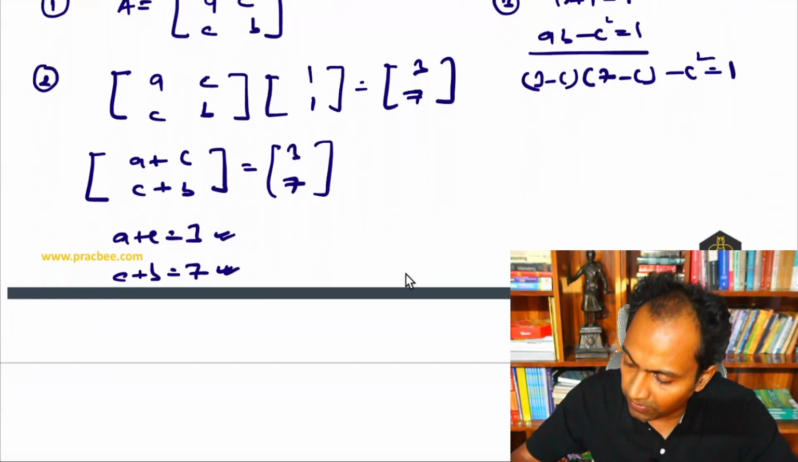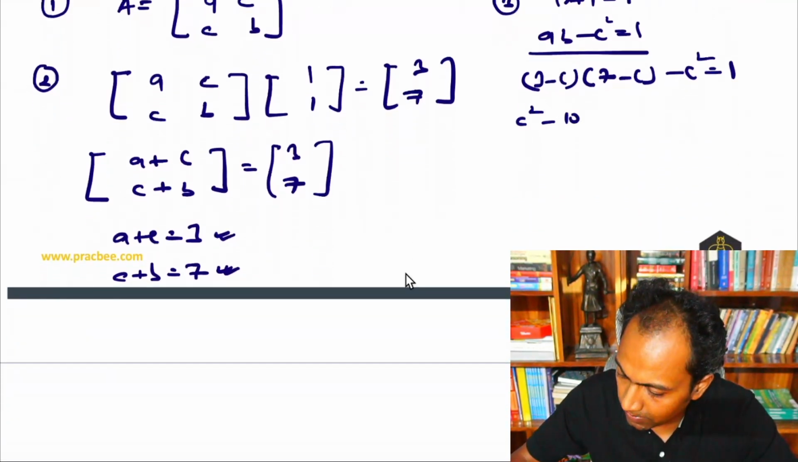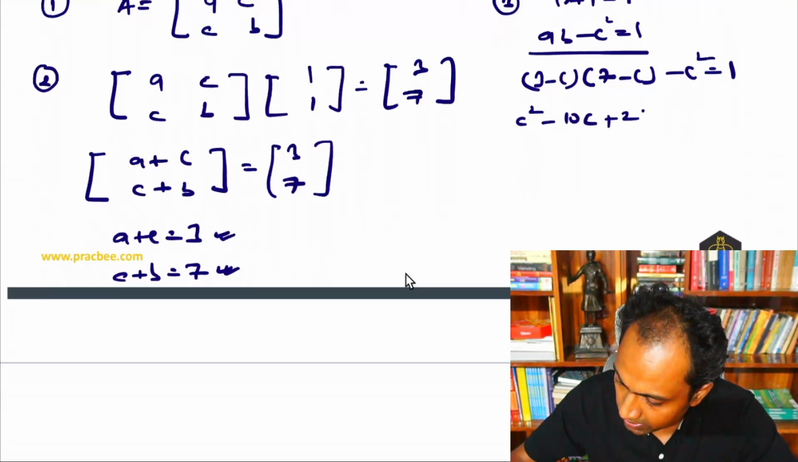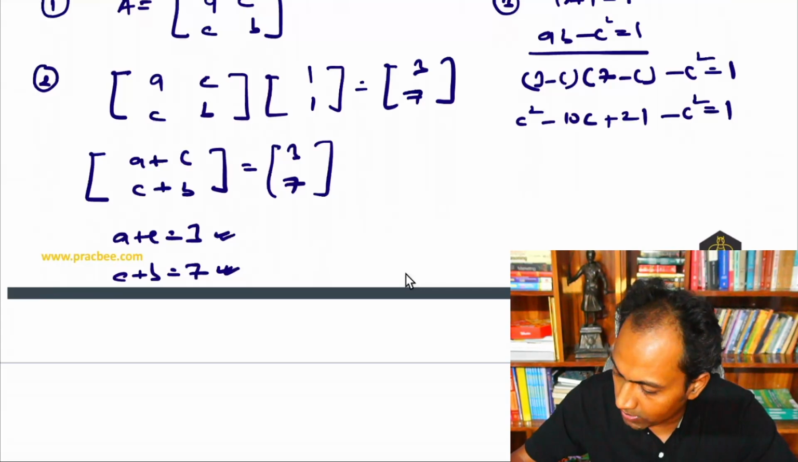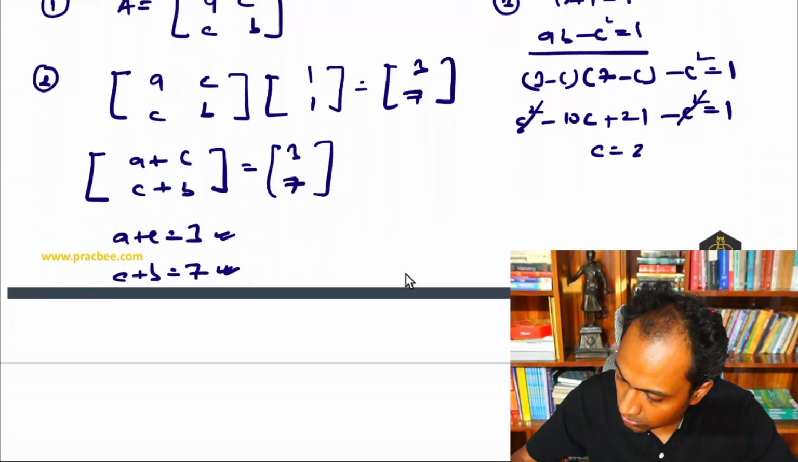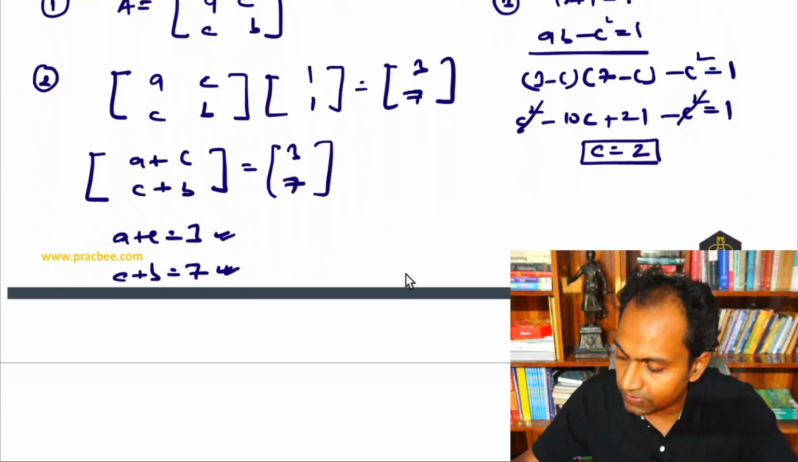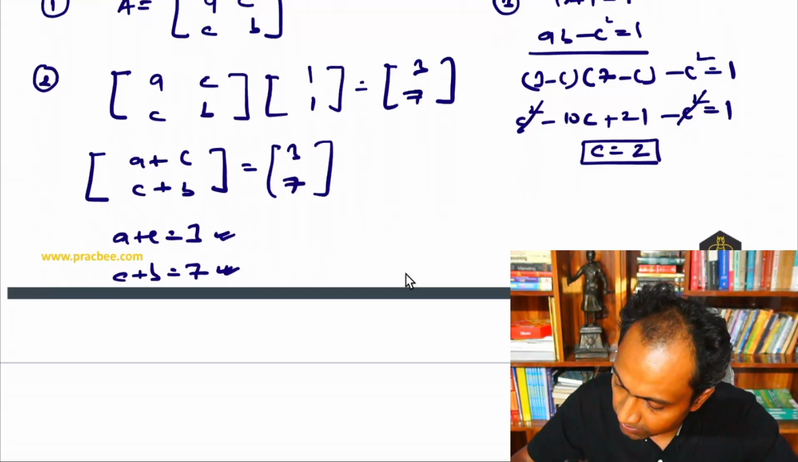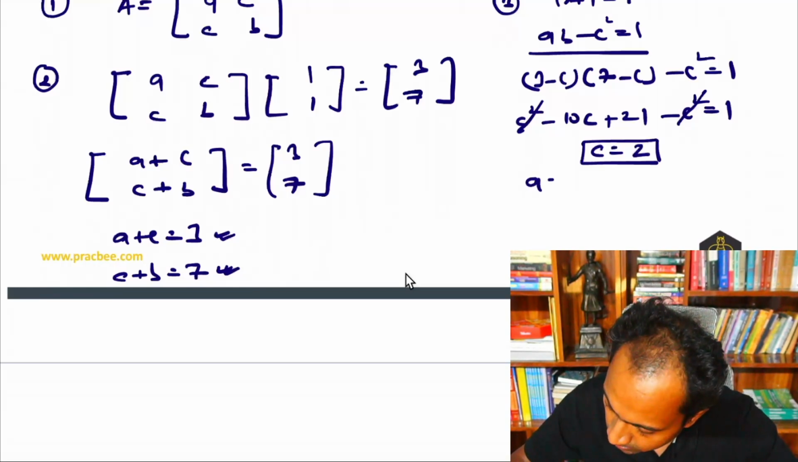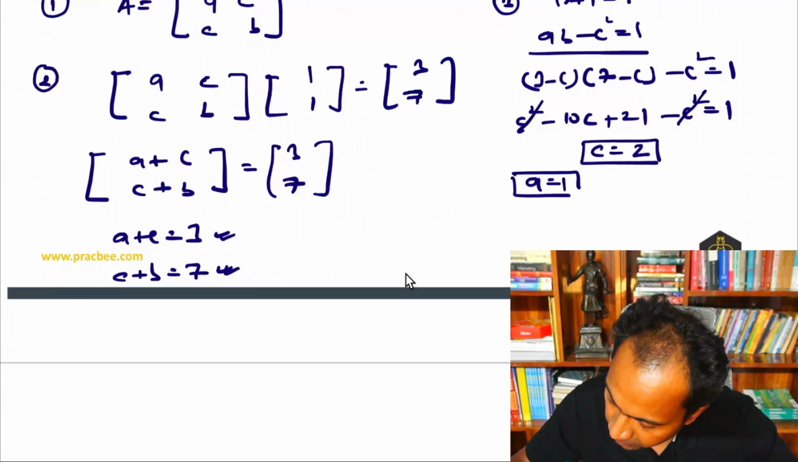If I simplify this, it becomes C square minus 10C plus 21 minus C square is equal to 1, where the C square terms cancel out, and the value of C will become nothing but 2. This is what we have. Now, once we have the value of C, using that I can find the value of A. So A will come out to be 1. And if I put that in, the value of B will be 5.